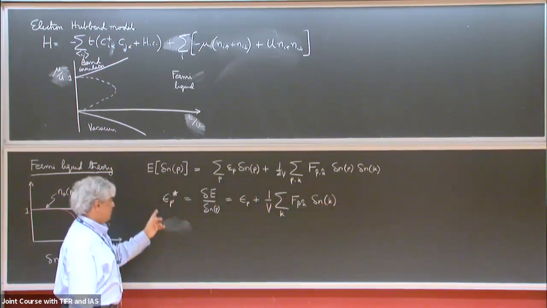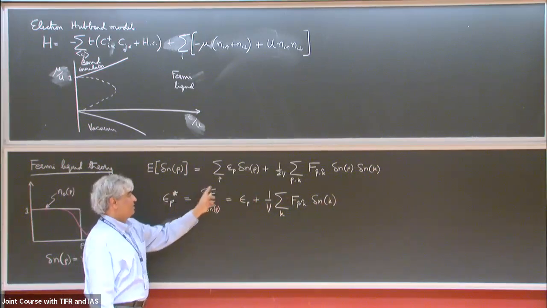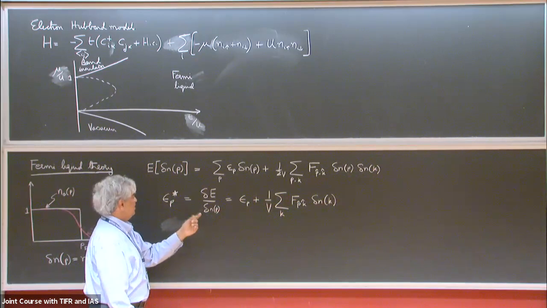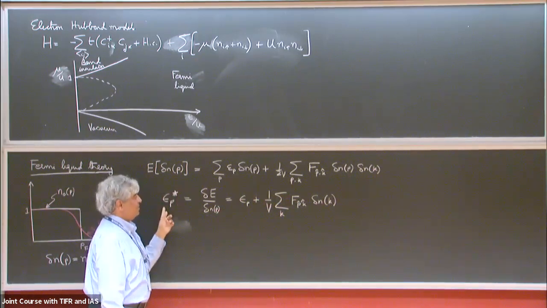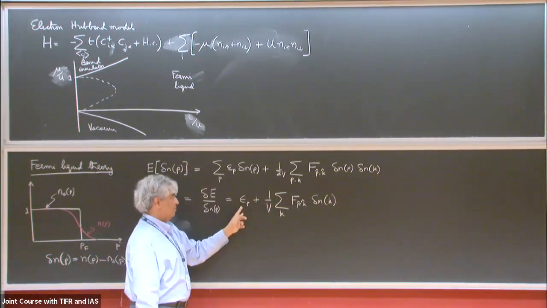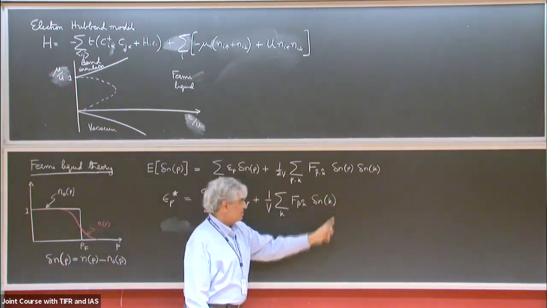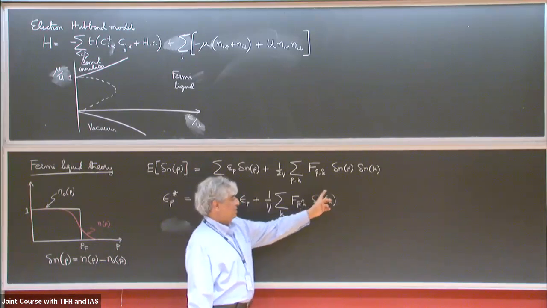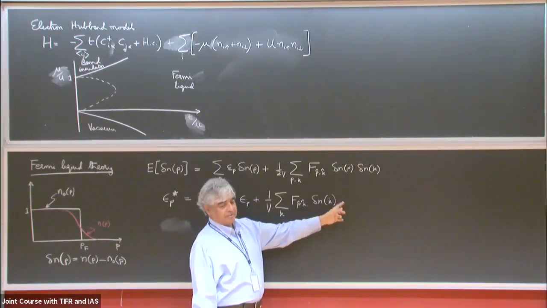One consequence is that if you compute this, which is roughly the change in energy for adding a quasi-particle, we call that E of P star. Of course, that's just the bare energy of quasi-particles, but it also has a correction. This is the Landau correction, which depends on the density of all the other quasi-particles that may be present.